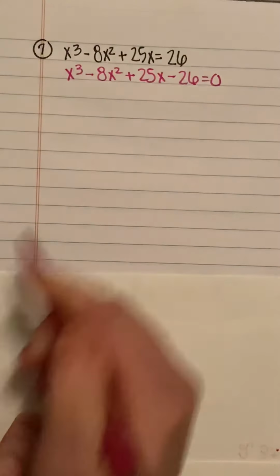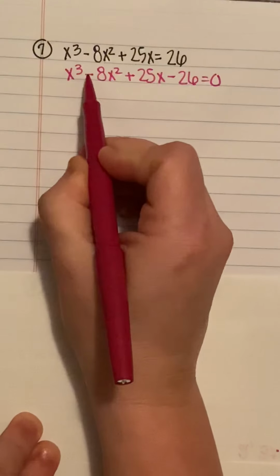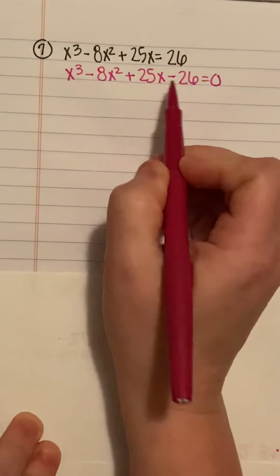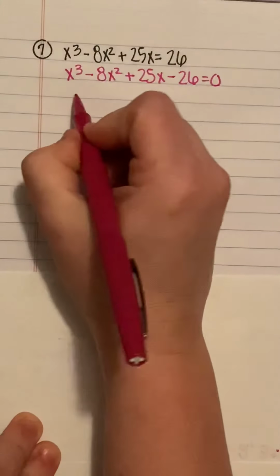All right, let's check for grouping. Taking out an x squared leaves me with x minus 8. Can't take anything out right here. Grouping doesn't work, so here we go with p over q's.